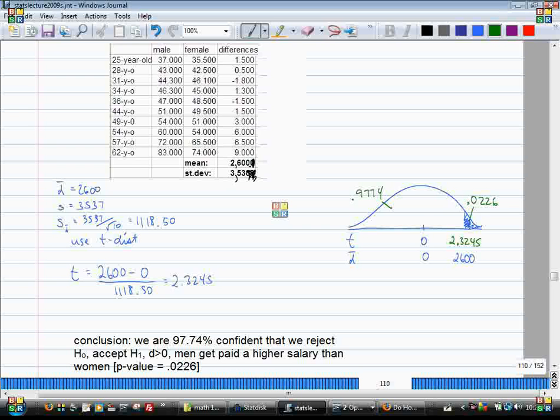Is that okay? Regardless, at the end, you should get the same numbers. Same conclusions. Okay. So that is hypothesis testing for dealing with two samples using matched pairs.